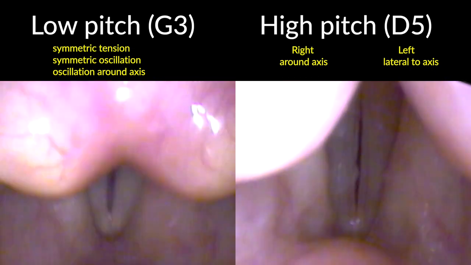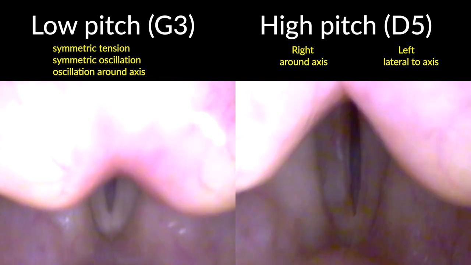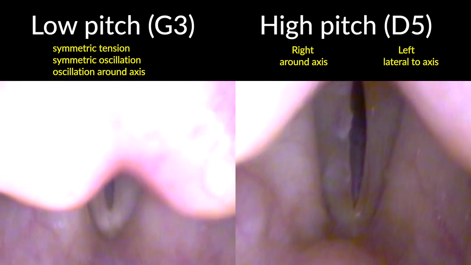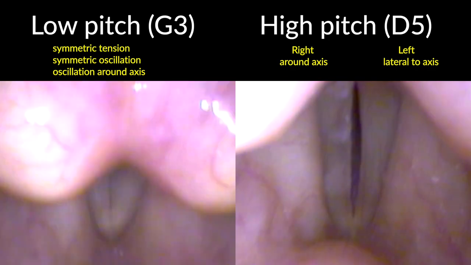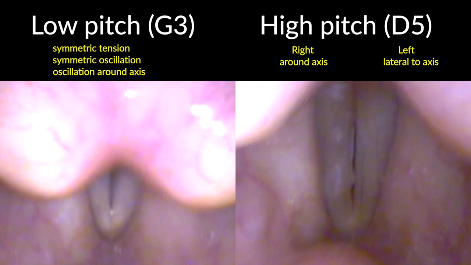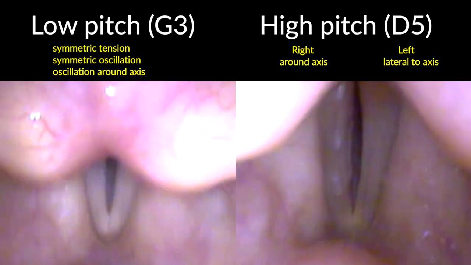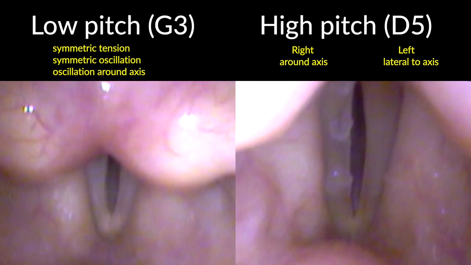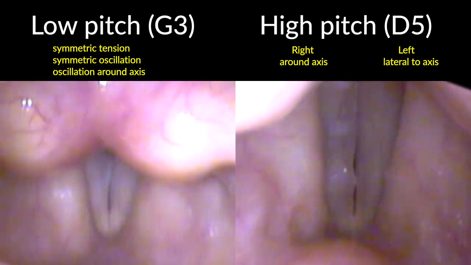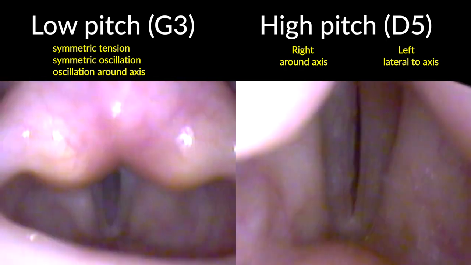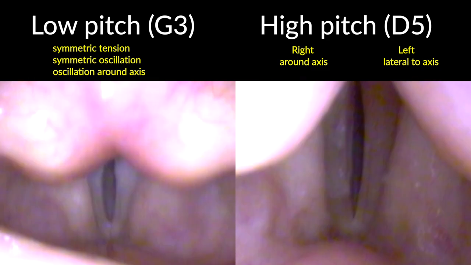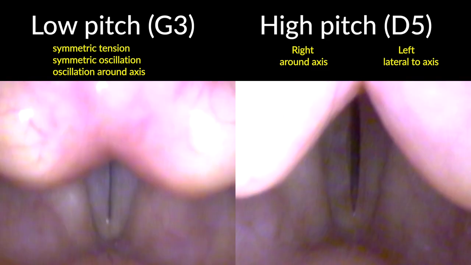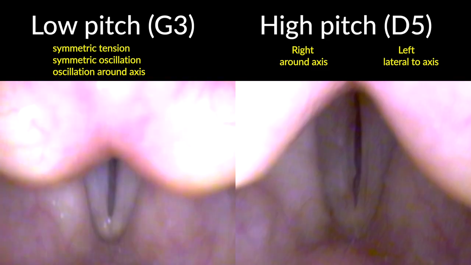So let's look at some examples at low and high pitch. At low pitch, we'll see symmetry and oscillation, both sides of the vocal cord oscillating around their axis. And at high pitch, we'll see asymmetry in tension, with the tensor cord oscillating around its axis and the less tense vocal cord oscillating lateral to its axis.